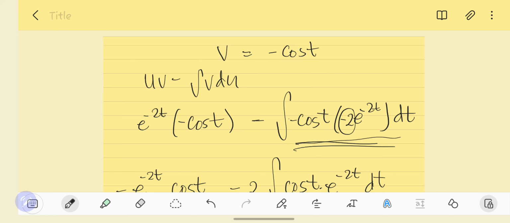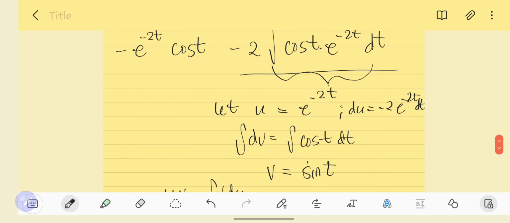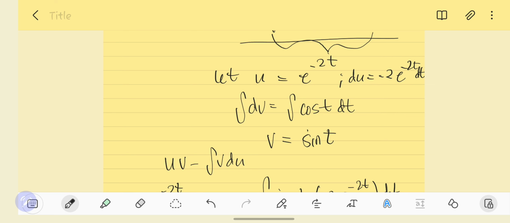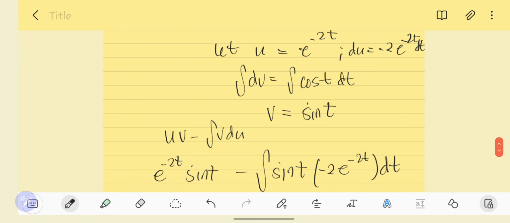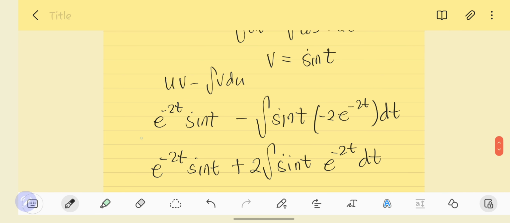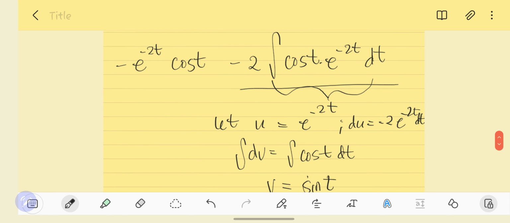Now we have another integral, so we will use integration by parts again. Let u is equal to e to the negative 2t. Then du becomes negative 2 e to the negative 2t dt. Let dv is equal to cosine t dt, then v is sine t. Plugging that into uv minus the integral of v du, it becomes e to the negative 2t sine t minus the integral of sine t times negative 2 e to the negative 2t dt. And then e to the negative 2t sine t plus 2 times the integral of sine t e to the negative 2t. That is your integral of cosine t e to the negative 2t dt.